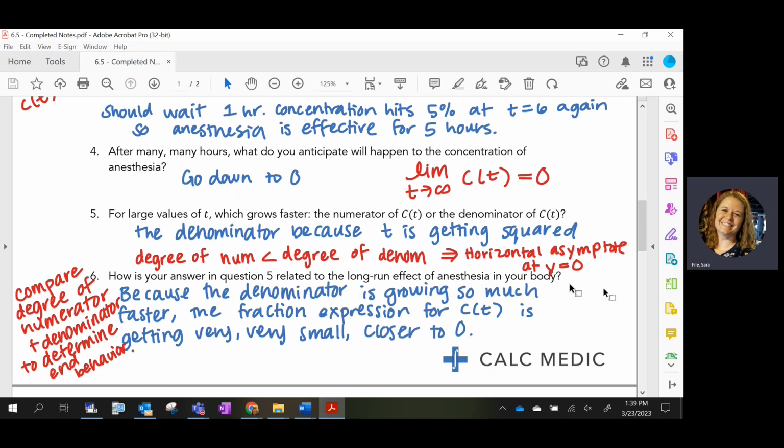And then 6 says, how is your answer in question 5 related to the long run effect of anesthesia? Because the denominator is growing so much faster, the fraction expression is getting very, very small. It's approaching 0. Does that make sense?